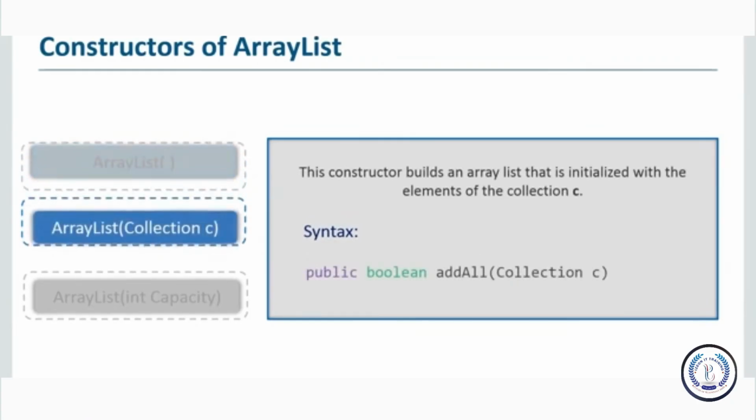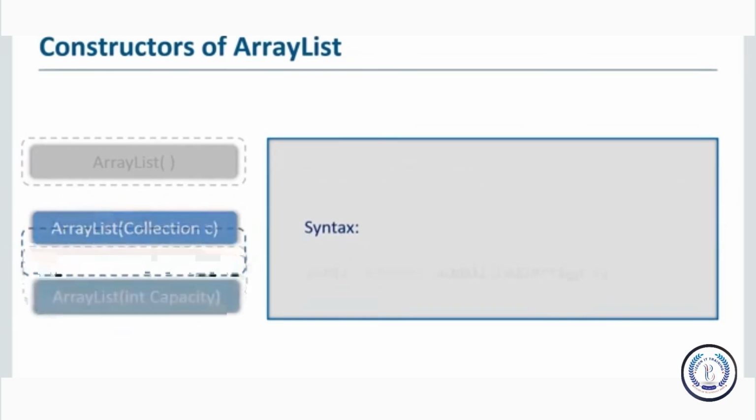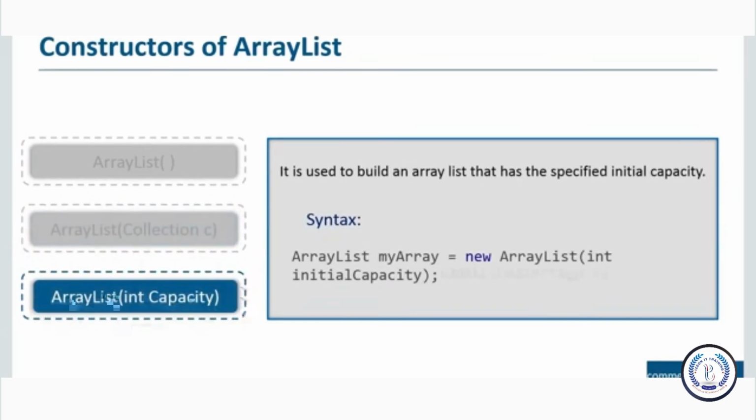Next, ArrayList(Collection c). This constructor is used to add all the elements of the specified collection c to the current array list. That is, you can add all of the specified collection c to the current array list. Next, ArrayList(int capacity). This is used to build an array list that has a specified initial capacity. An initial capacity is the number of cells that the array list starts with. It can expand beyond this capacity if you add more elements.